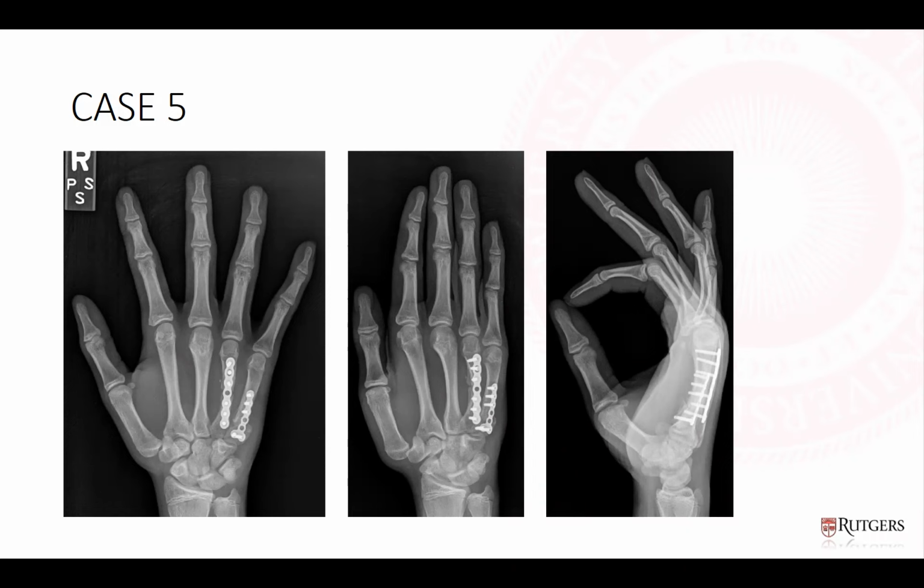Go ahead. All right. My comment was, I think that I would have done the same thing on the fourth metacarpal. I don't know if I would have used a plate or an intramedullary screw. That is debatable. But my question is, why did you go ahead and fix the fifth metacarpal? That looked to be 4 weeks out and not too displaced.